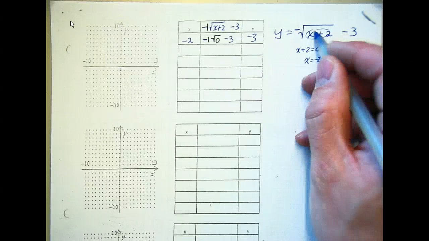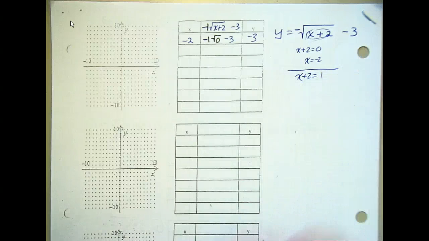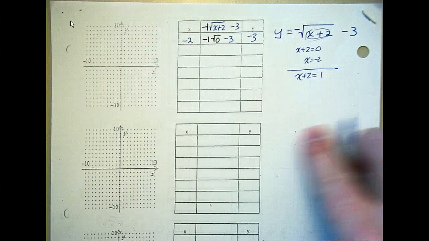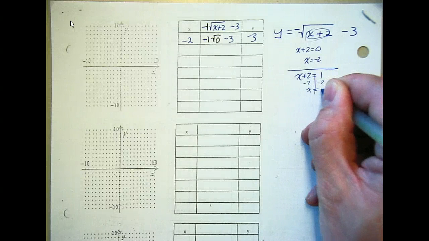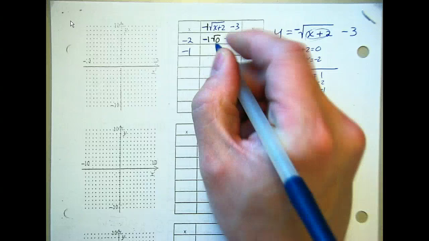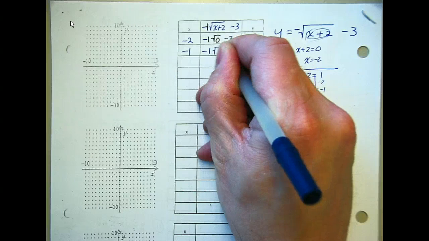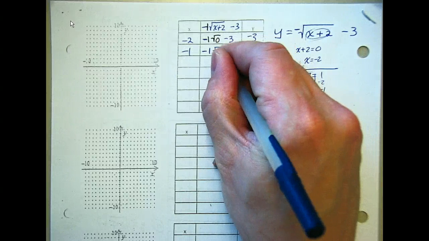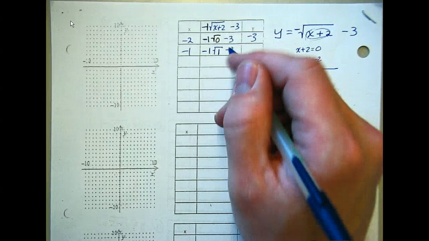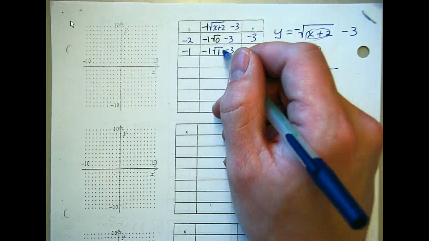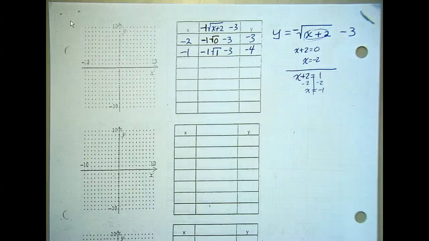So the next thing we want the inside to be is? 1. Good, x plus 2 has to equal 1. All right, so if we subtract 2 on both sides, x has to be negative 1. So when x is negative 1, we have our negative 1 out here. Okay, and we have the root of 1, all minus 3. Root 1 is? 1 times negative 1 is? Negative 1 minus 3? Negative 4.